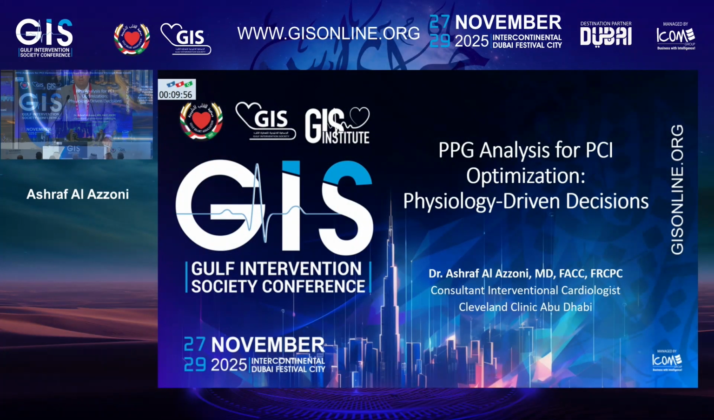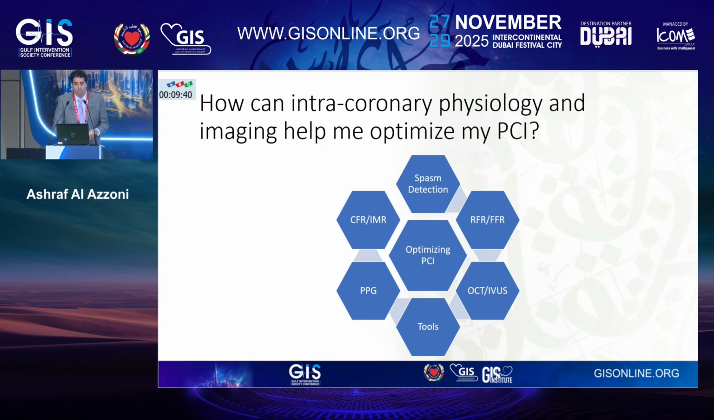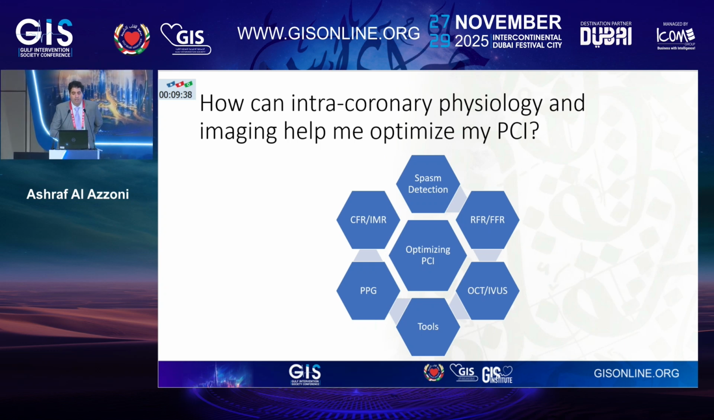Today I'll talk about something called PPG, pressure pullback gradient, which is a new physiological index that is now available to you to help you optimize the PCI results. As you will see in my talk tomorrow, I'll talk about the different physiology parameters and indices that are out there that will help you optimize your PCI results and help actually improve the outcome for your patient by reducing the risk of future cardiovascular events. But today I'll focus on PPG.